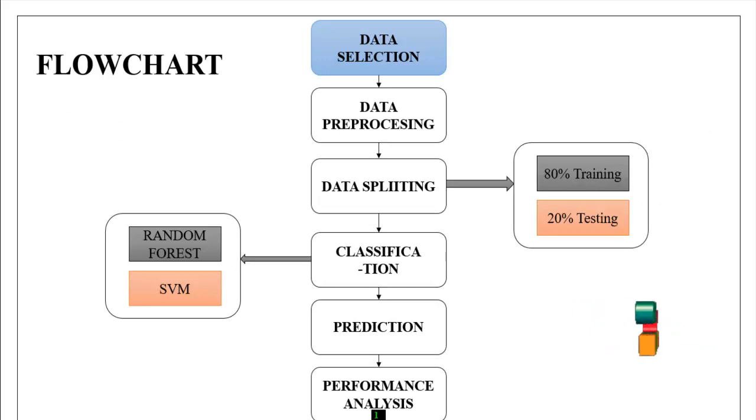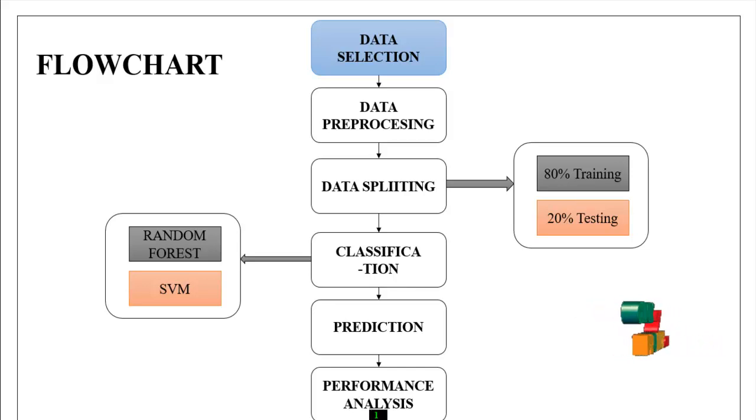In our project flowchart, first we collect the dataset, the antenna parameter dataset, which we collected from Kaggle. After that comes data preprocessing, meaning data cleaning. Data cleaning means we are reducing the missing values, and label encoding means string to integer conversion.